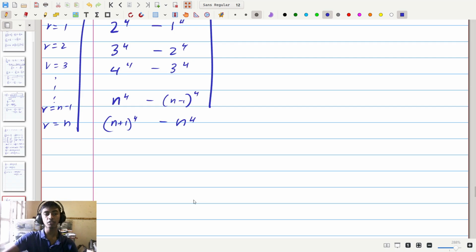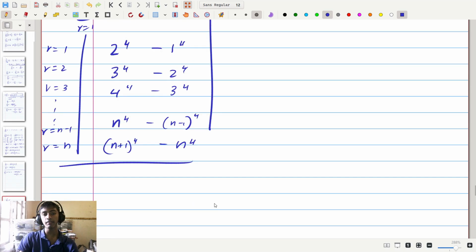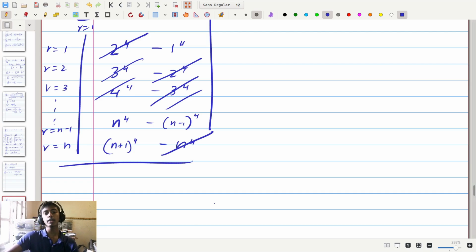Considering the telescoping sum, we can see that all of these intermediate values cancel out. This 2 to the power of 4 cancels to this 2 to the power of 4, this cancels to this, and so on. If we consider the other direction, this n to the power of 4 cancels to this one, this cancels to this, and so on, leaving us with just n plus 1 to the power of 4 and minus 1 to the power of 4. Writing that down here, our final sum on the left hand side would be n plus 1 to the power of 4 minus 1 to the power of 4.